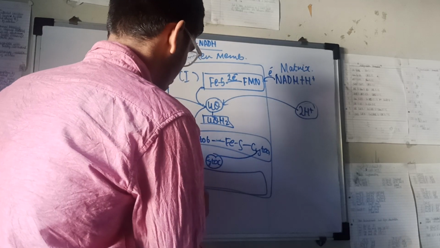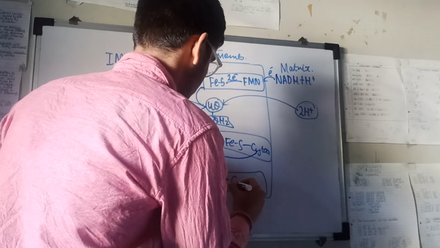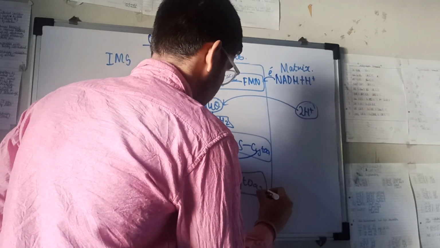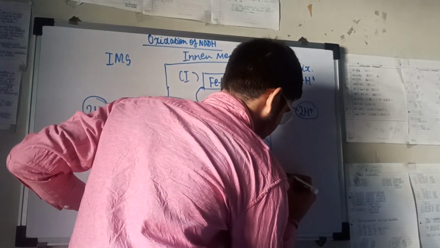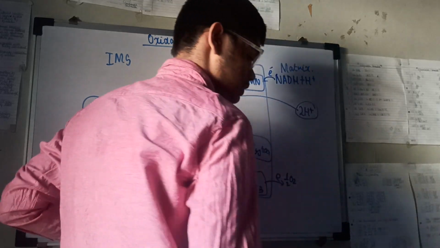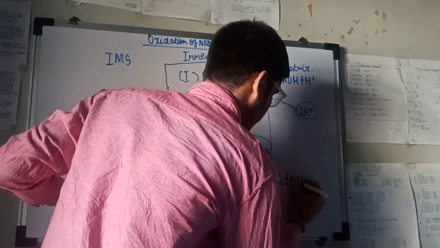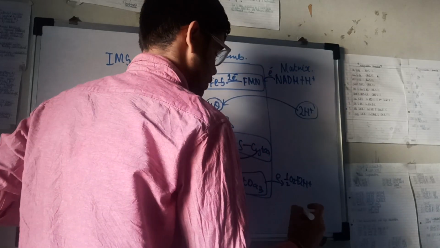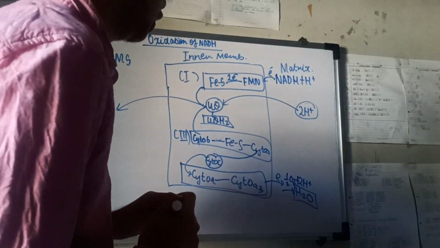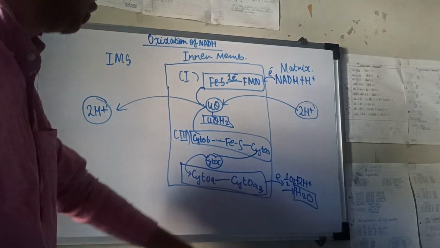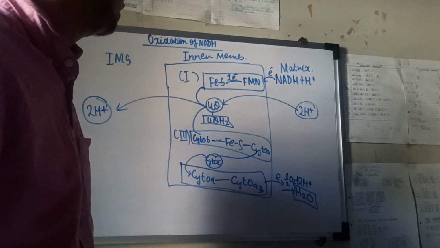Then the fourth complex gives it to cytochrome A, and cytochrome A gives it to cytochrome A3. Then the electron is given to half O2. Half O2 accepts the electron and takes 2H plus, forming water. Oxygen is reduced to water, and this water is called metabolic water. So oxygen is the ultimate acceptor of electrons.